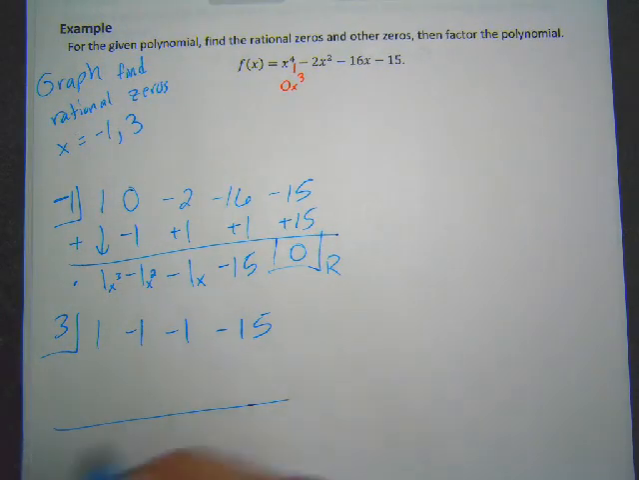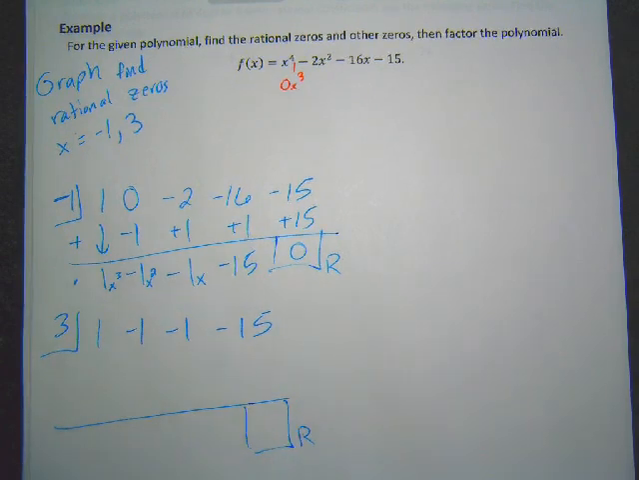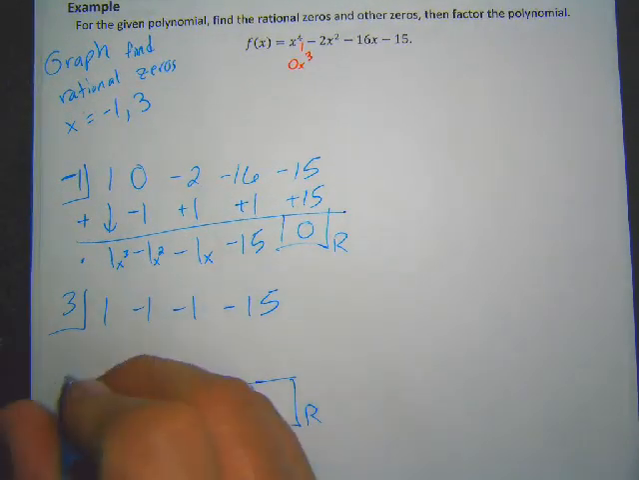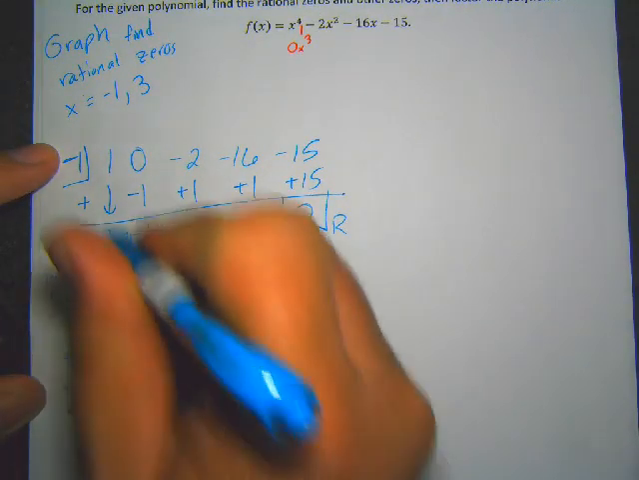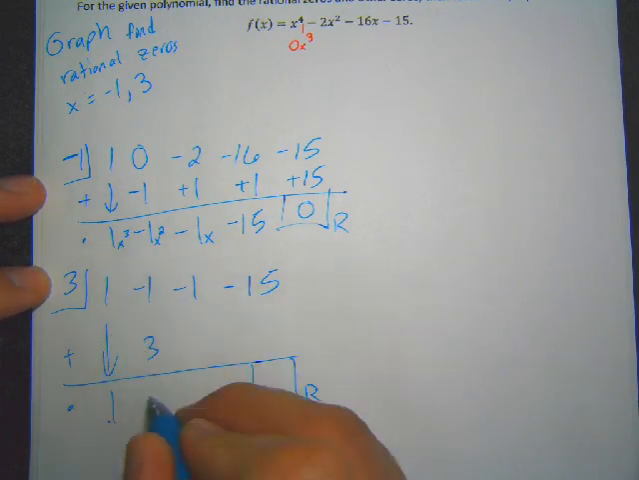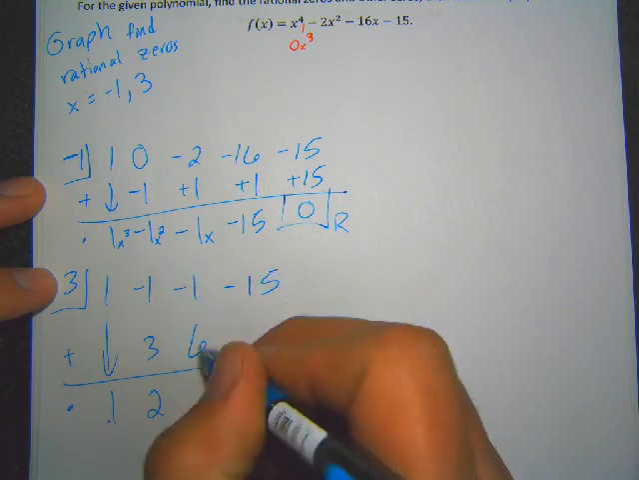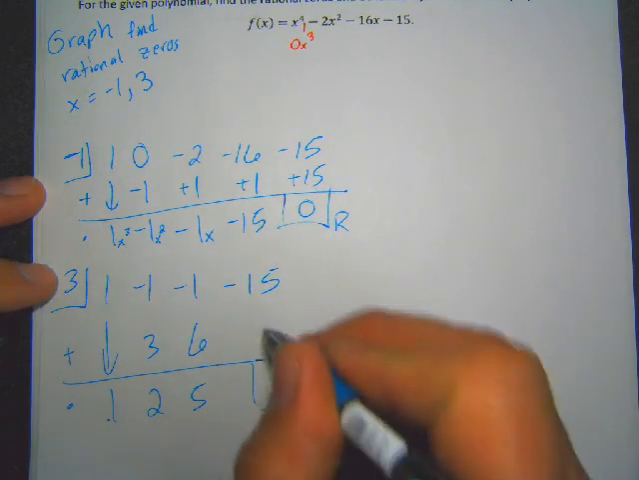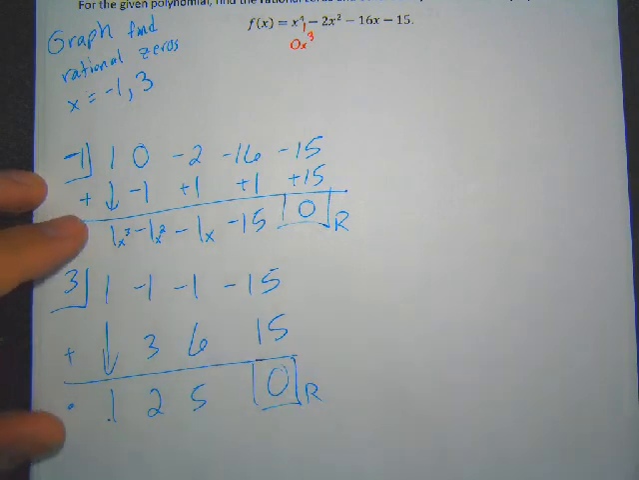And then what's left, my answer I get down here, that is going to be what's going to give me the other zeros that I'm looking for. And then multiply. Okay. So I bring down the 1, always bring down the first number, 1. 1 times 3 is 3. -1 plus 3 is 2. 3 times 2 is 6. -1 plus 6 is 5. And 5 times 3 is 15. Add those and you get 0.